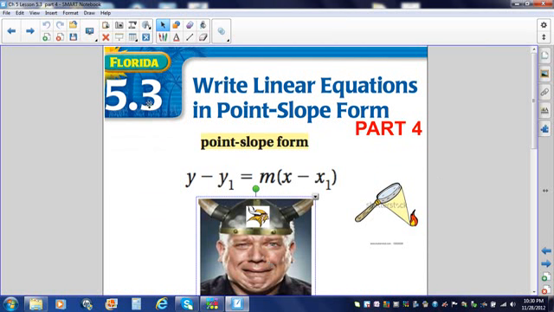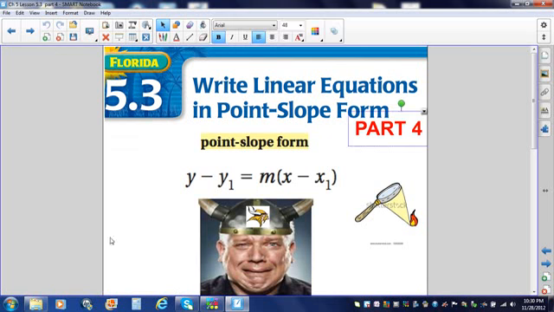Please write down lesson 5.3, point slope form, part 4.